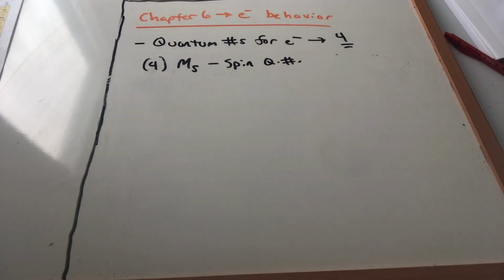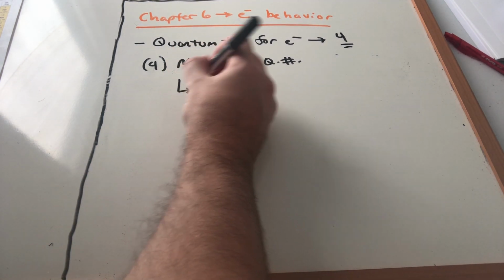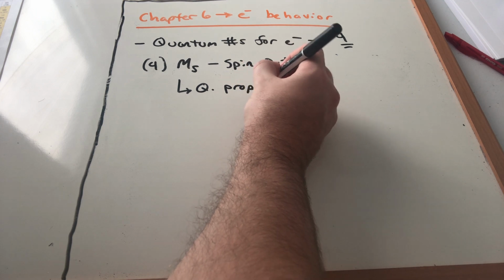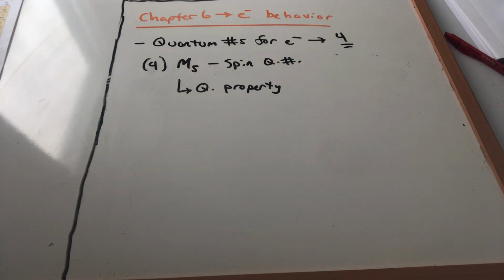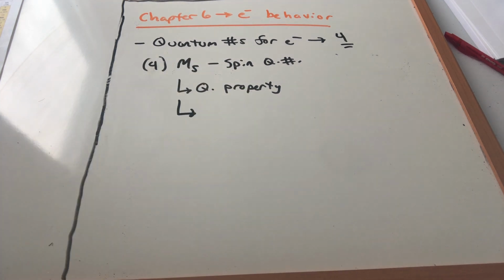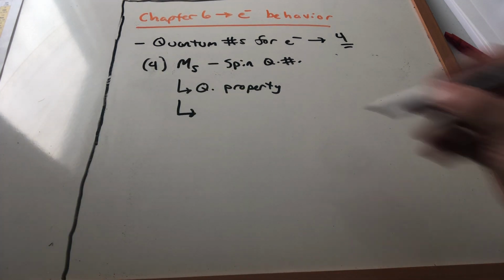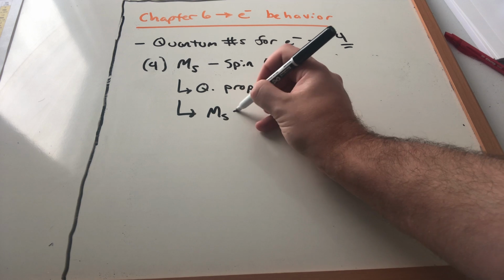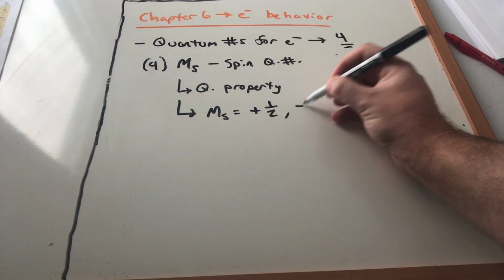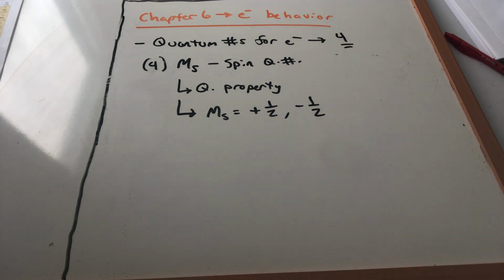Now, spin is like an intrinsic angular momentum, which doesn't really mean much to us at this point in our scientific progression, okay? It's just a purely quantum mechanical property. And it really matters for electrons because m sub s doesn't depend on any of the other quantum numbers. M sub s can only have 2 values. It can either be +1/2 or -1/2, and that's it.